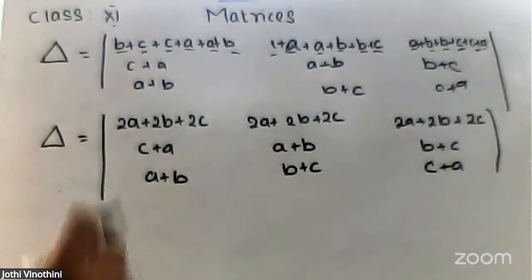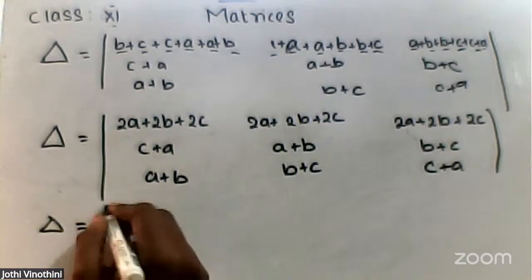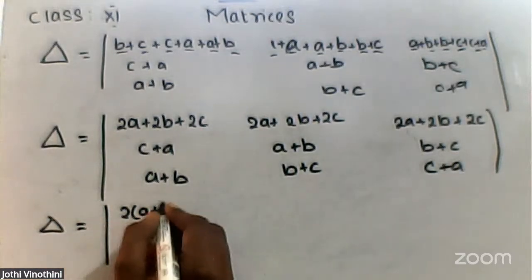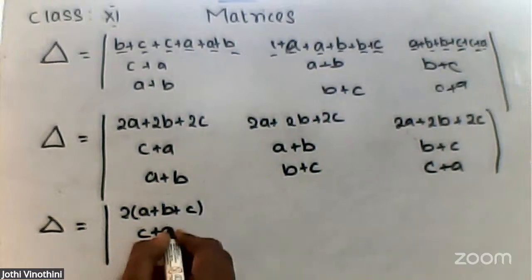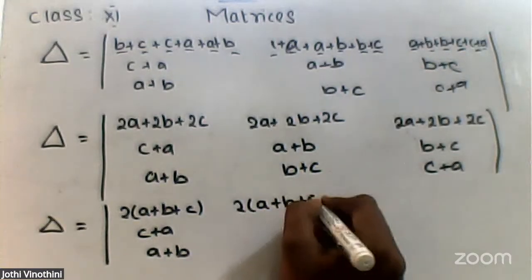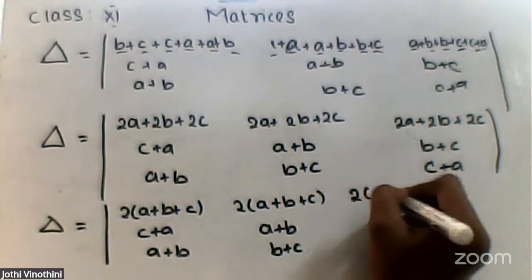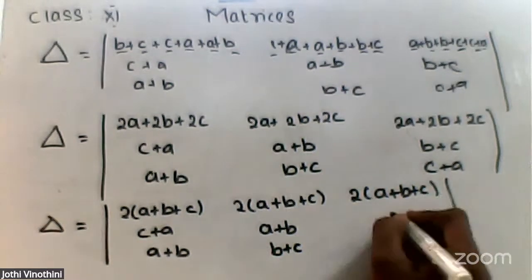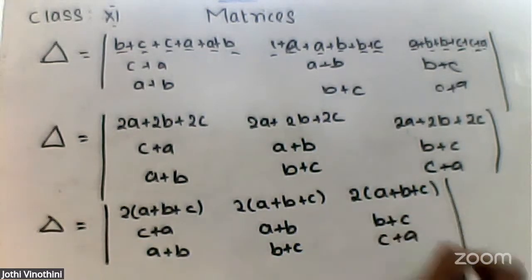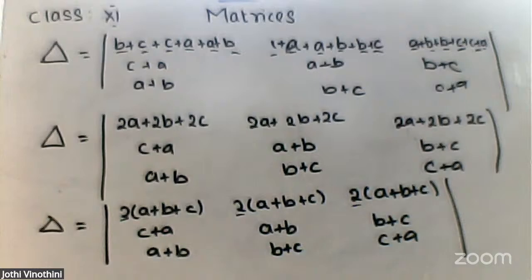In each term there is a 2, so I am taking 2 in common. It becomes delta equals 2 multiplied by a plus b plus c, with c plus a, a plus b below; likewise a plus b plus c, a plus b and b plus c; here also a plus b plus c, b plus c and c plus a. In row 1, 2 is common everywhere, so I am going to take this 2 as common. Shall we take that? Yes.